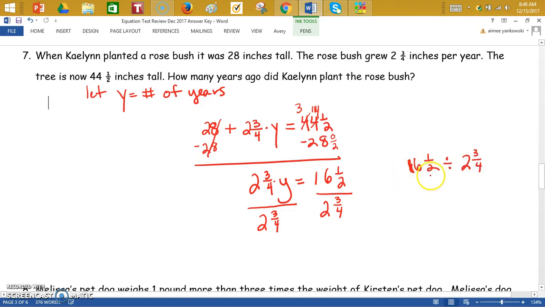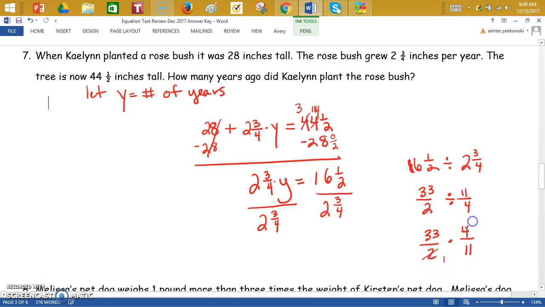Well, if I want to divide fractions, or mixed numbers, I have to first rewrite each as an improper fraction. 2 times 16 is 32, and 1 more is 33 halves. Divided by 2 times 4 is 8, and 3 more is 11/4. Then we can keep, change, flip. 33 halves times 4 over 11.